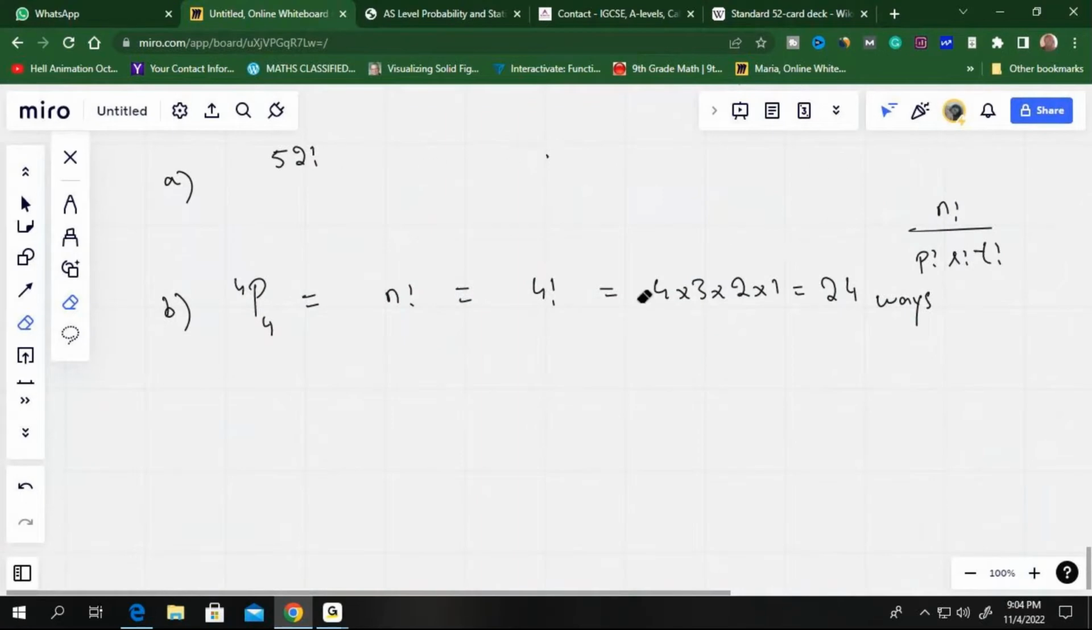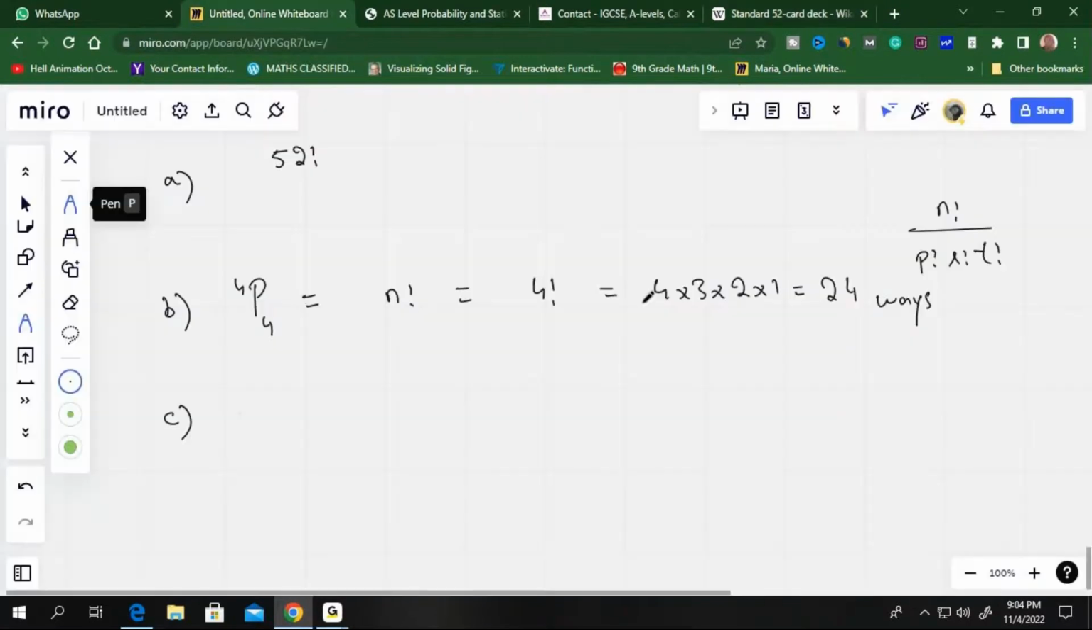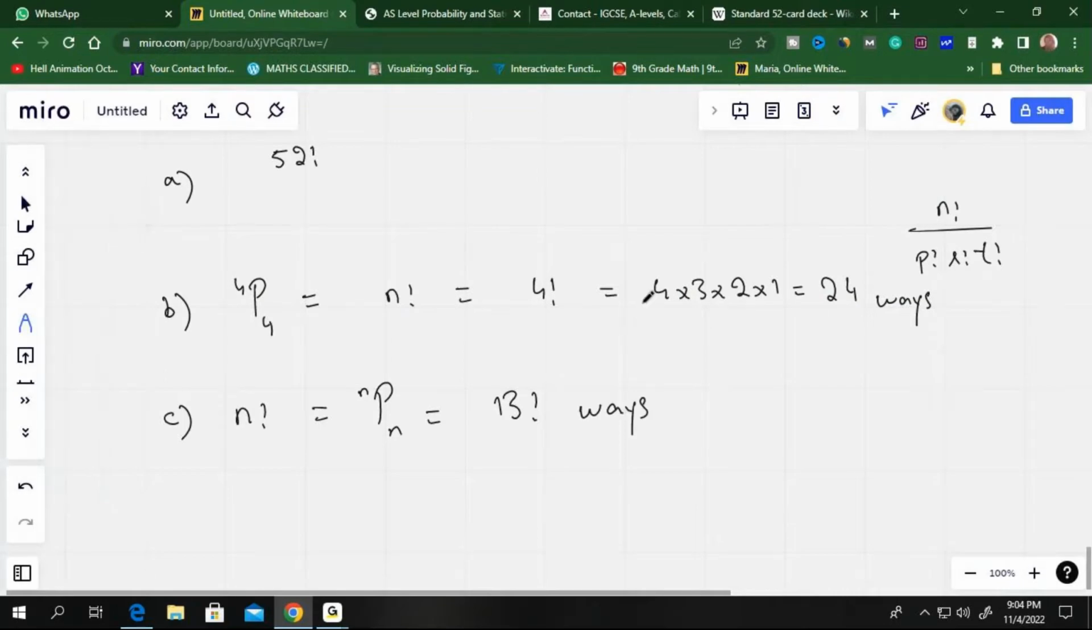So n factorial is going to be the total number of ways because all cards are unique here. Similarly, how many hearts am I having? In total, I'm having 13 unique hearts, all of them. So I can make 13 factorial, same n factorial formula or nPn formula. So there are 13 factorial ways you can make in organizing these diamond cards. So that's how we do.